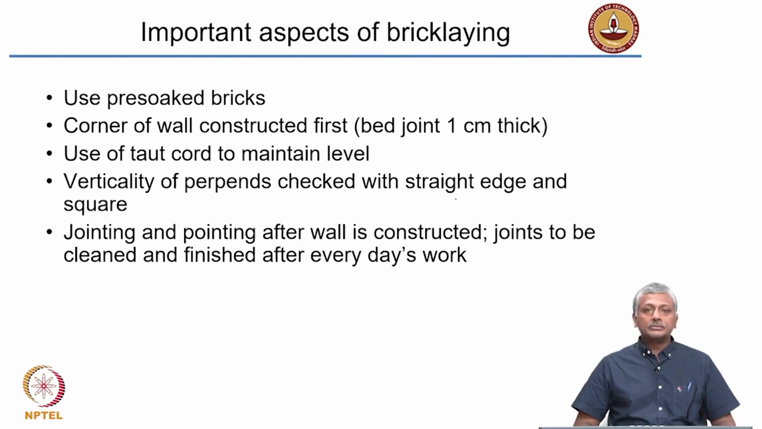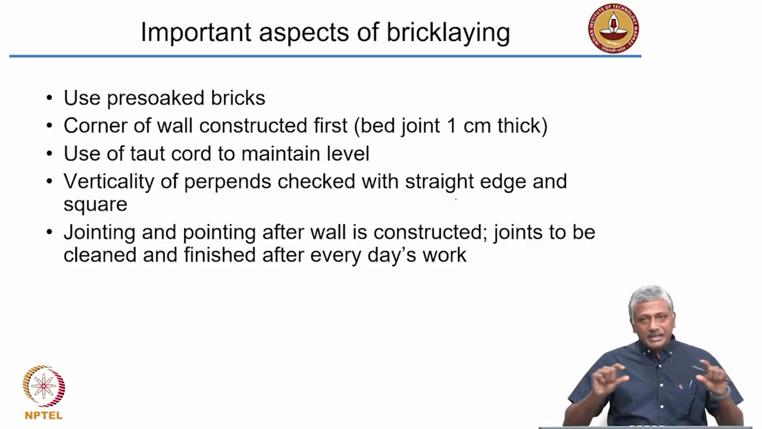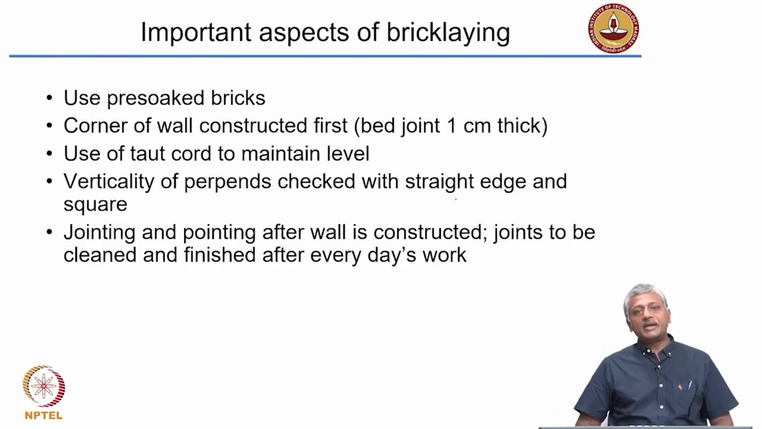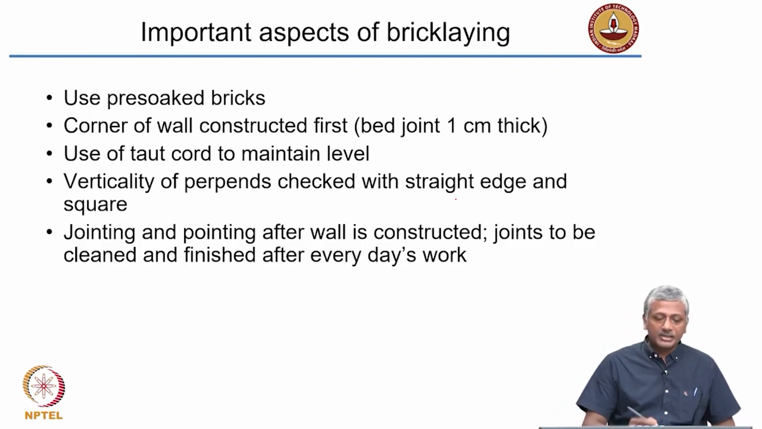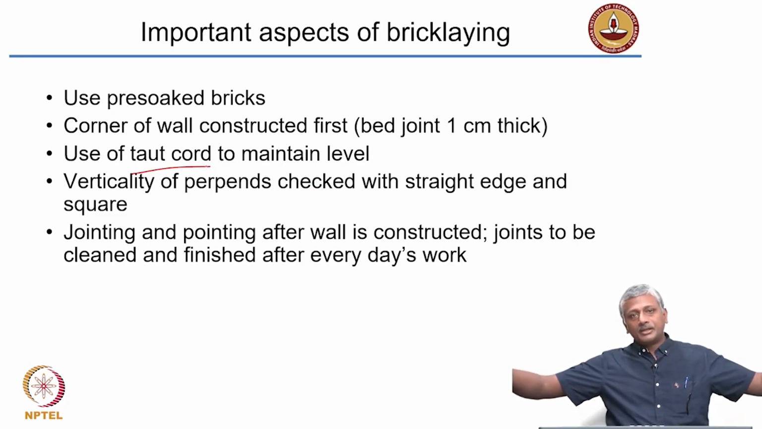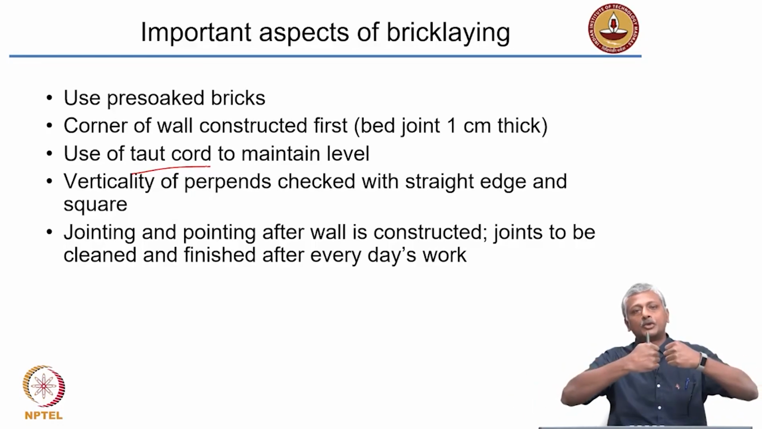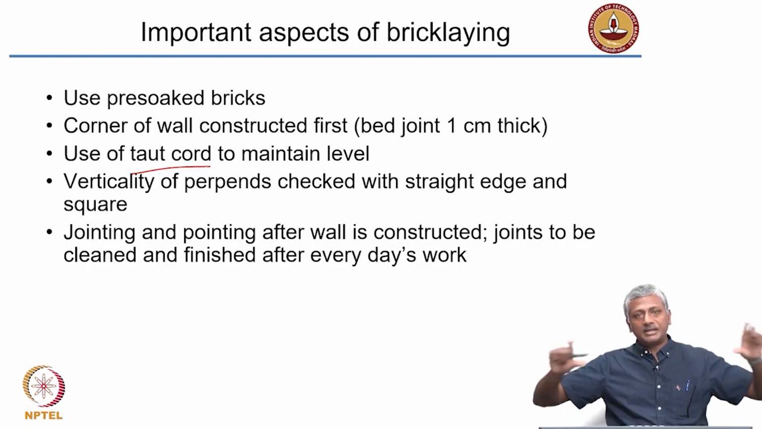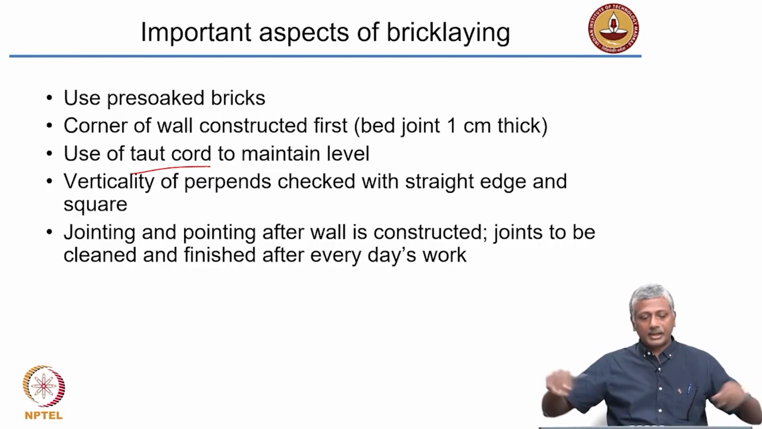Now, again coming back to the overall process of masonry, you need to use pre-soaked masonry units or pre-soaked bricks. Again, this is to avoid the absorption of moisture from the mortar. The corner of the wall, as I said, is constructed first and then you move towards the center. The level in each masonry course has to be maintained properly, and that is maintained by using a string or a cord which is held very tightly, okay. And then you establish the verticality with a plumb bob and use this cord, pulled very tightly, to ensure that each brick is placed exactly in a horizontal line.